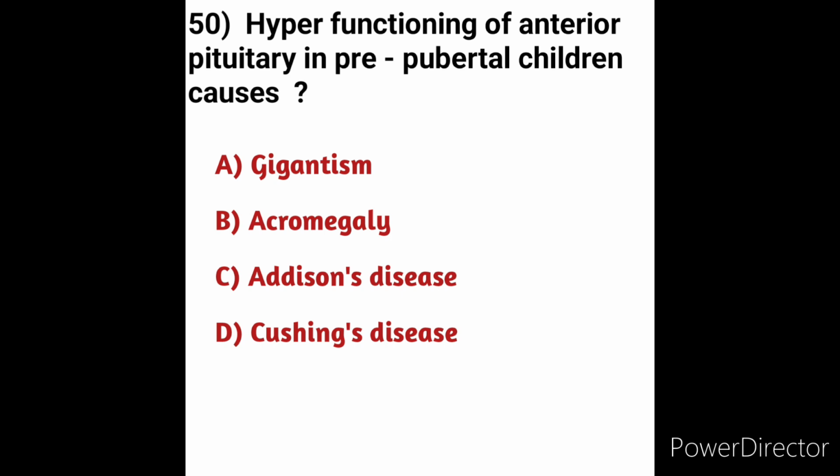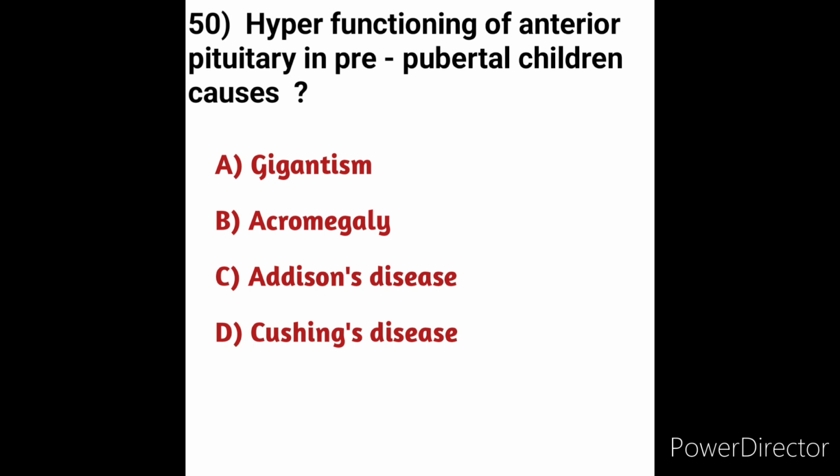Next we will see option C, Addison's disease. Addison's disease is a disorder in which the adrenal glands don't produce enough hormone, meaning a lack of hormone from the adrenal gland. It is also called hypocortisolism. There is an insufficient amount of the hormone cortisol, and sometimes aldosterone. This is Addison's disease. Next we will see Cushing's disease.